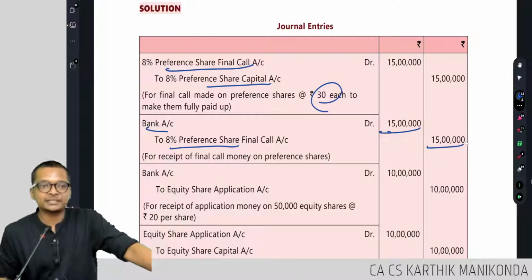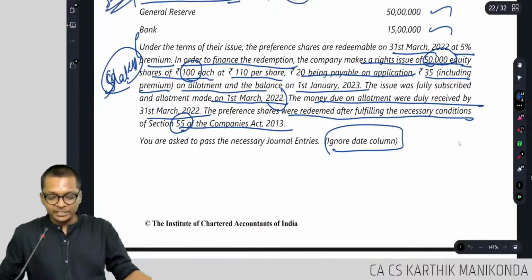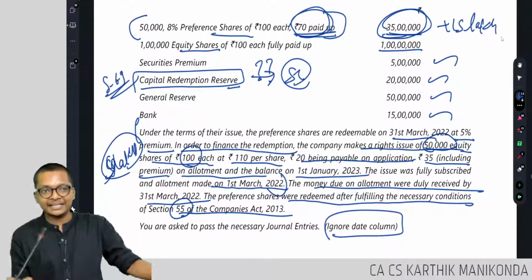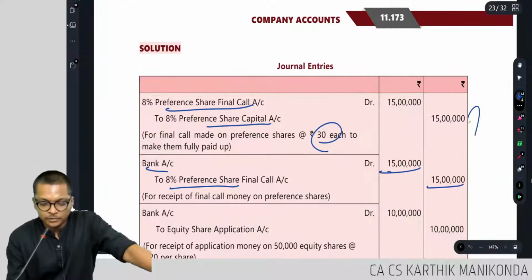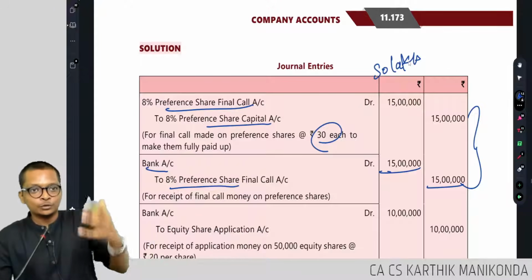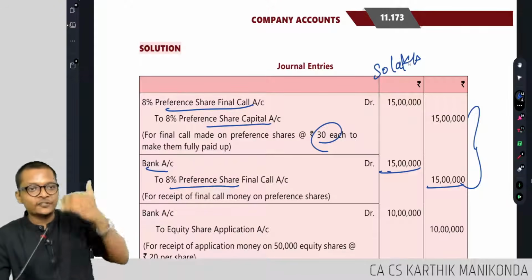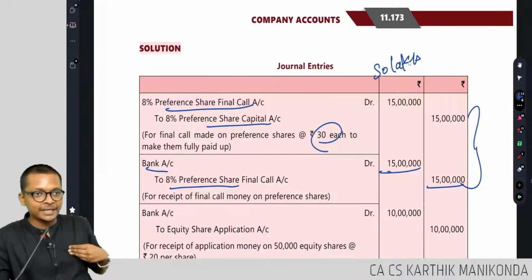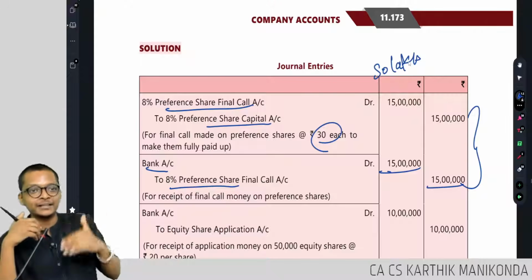30 rupees, 15 lakhs. So, now preference shares from 35 lakhs plus 15 lakhs, now it has become 50 lakhs. Correct? Now what will I do? Repay. You paid 15 lakhs, and I will repay 50 lakhs. The Act says you should redeem only fully paid up shares. So I will ask you, you give 15 lakhs, I will repay 50 lakhs.